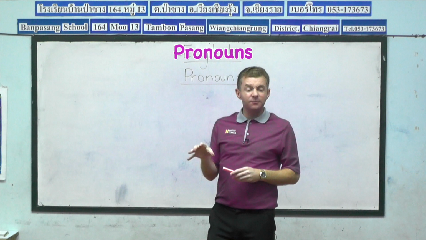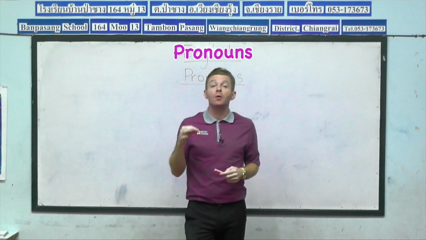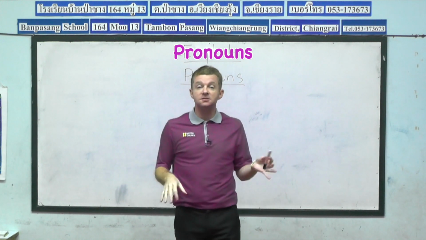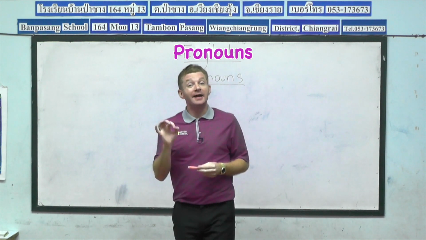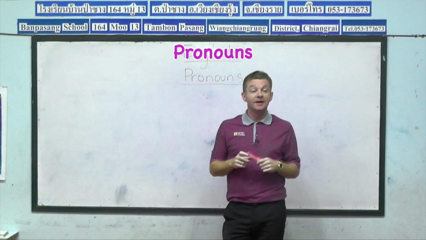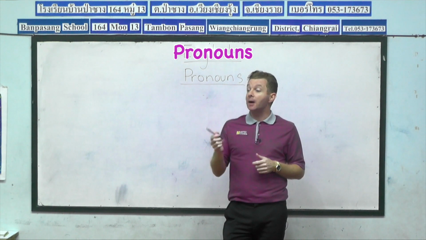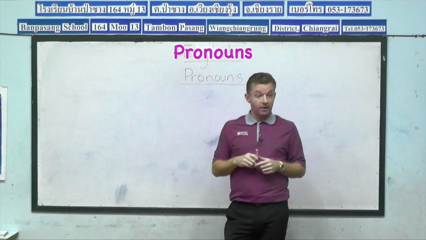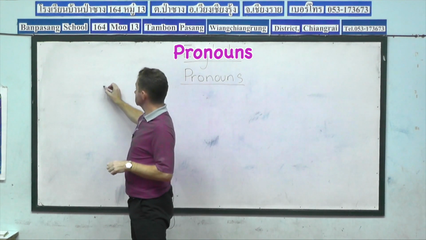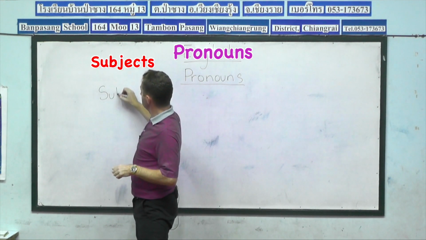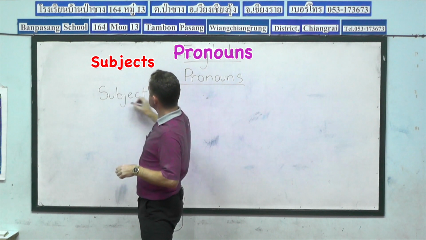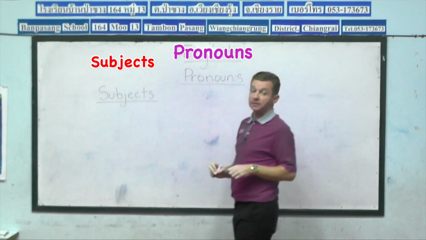Now, pronouns are the group of words in English that we use to refer to things such as people, places, or objects. And in the previous lesson, we learned about two specific types of pronouns. The first ones we learned about were subject pronouns. So subject, S-U-B-J-E-C-T-S. So we've got subject pronouns.